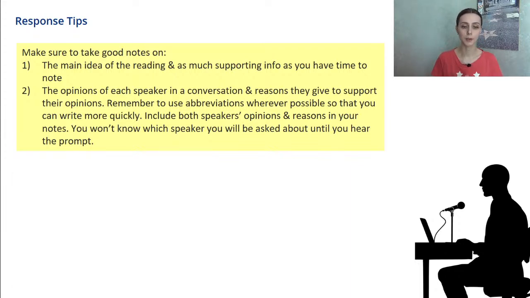The second point is the opinions of each speaker. Remember, you have to take notes on both speakers' opinions and the reasons they give to support their opinions. Remember to use abbreviations wherever possible so that you can write more quickly. Include both speakers' opinions and reasons in your notes, and you won't know which speaker you will be asked about until you hear the prompt.